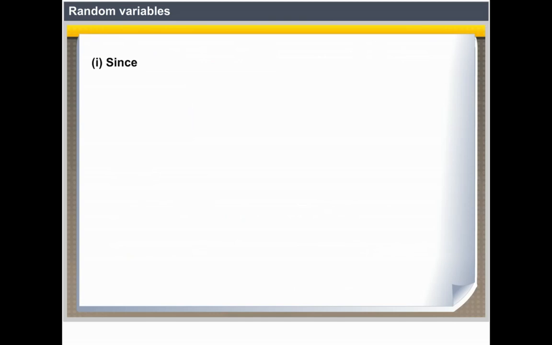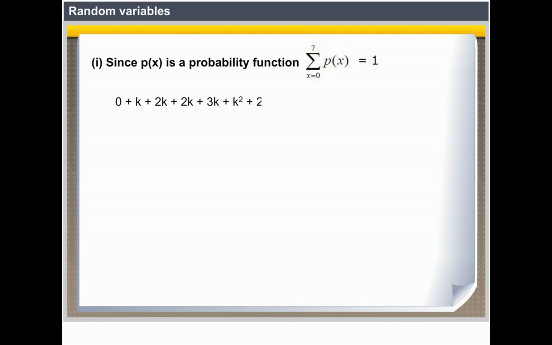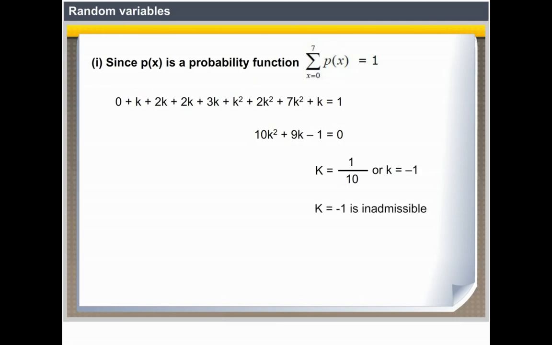Solution. Subdivision 1: since P of x is a probability function, summation from x equal to 0 to 7 of P of x equal to 1. The meaning of this is that we have to add whatever values we have in our problem, that means in the second row. After adding all the values of P of x, 0 plus k plus 2k plus 2k plus 3k plus k square plus 2k square plus 7k square plus k equal to 1, we get 10k square plus 9k minus 1 equal to 0. After simplifying this, we get k equal to 1 by 10 or k equal to minus 1. k equal to minus 1 is inadmissible. Then k equal to 1 by 10.